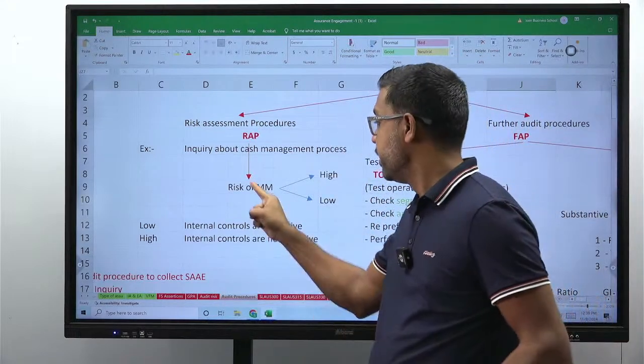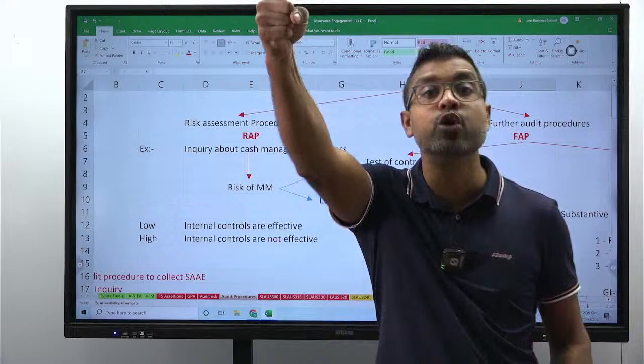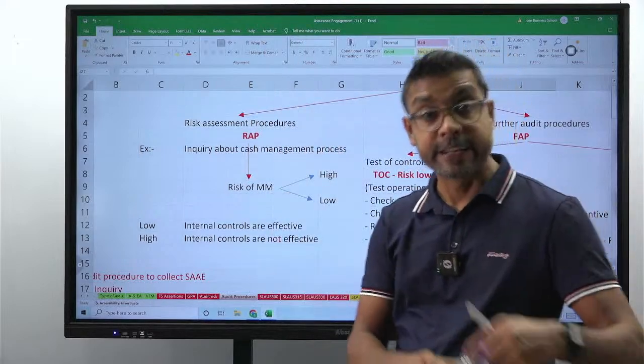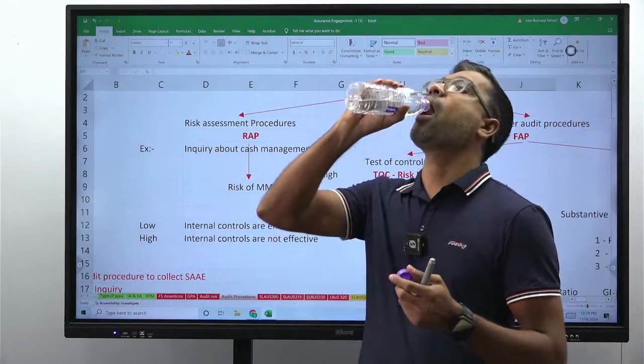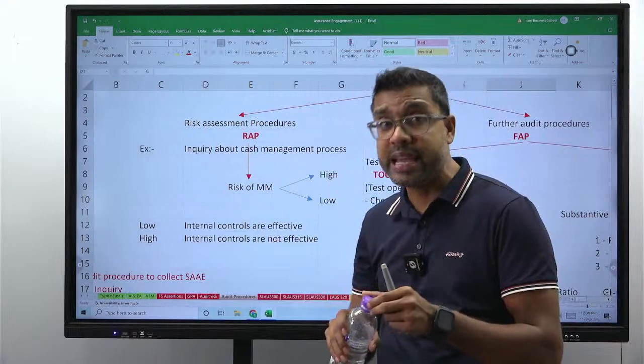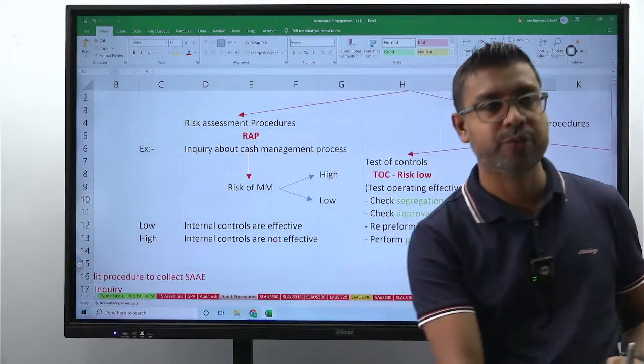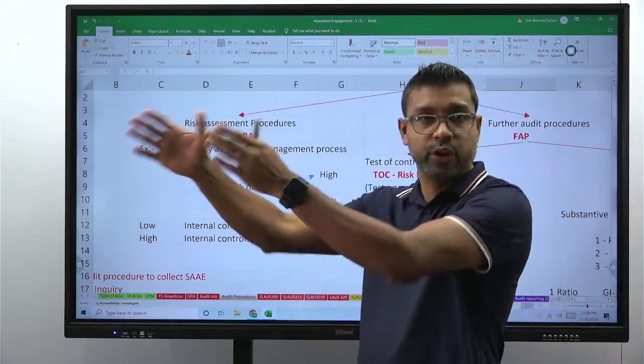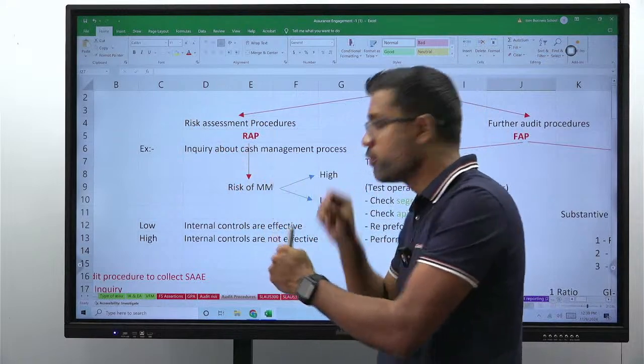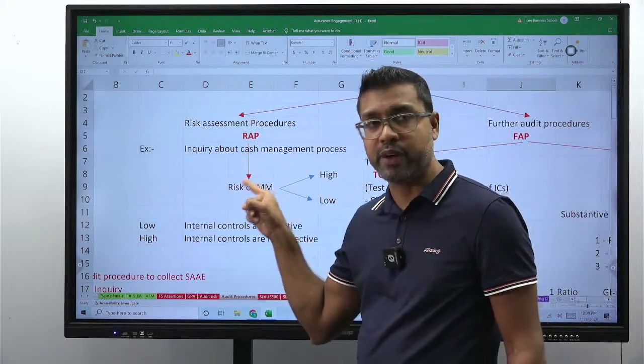No. Risk of having fraud or errors. Right? Risk of having fraud or errors, not the actual fraud or errors. Very important. I'll explain why.